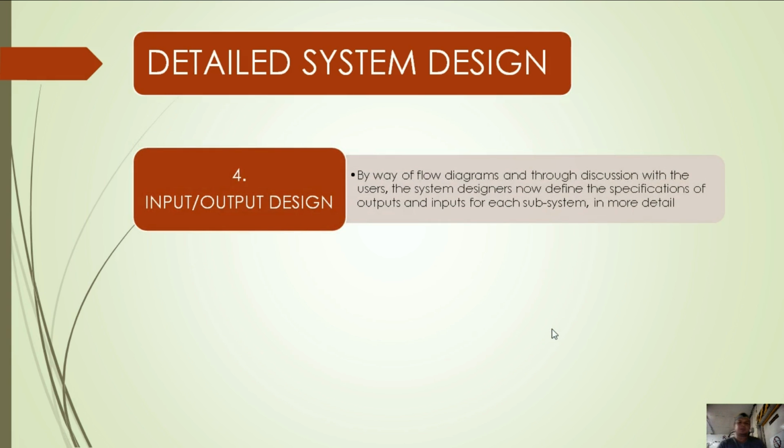Number four is the input and output design. By way of flow diagrams and through discussion with the user, the system designers now define the specification of outputs and inputs for each subsystem in more detail. In the conceptual design, we already made an example of the flow diagram. But here in the detailed system design, we need to put all the diagrams in more detail.